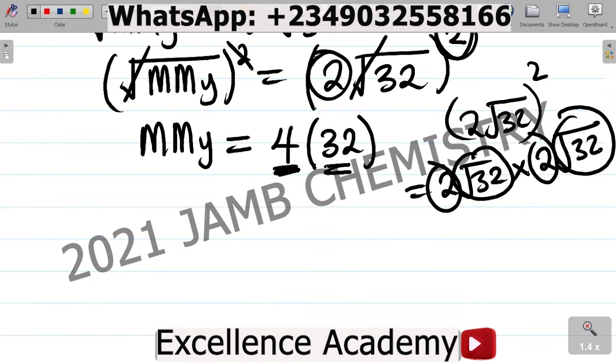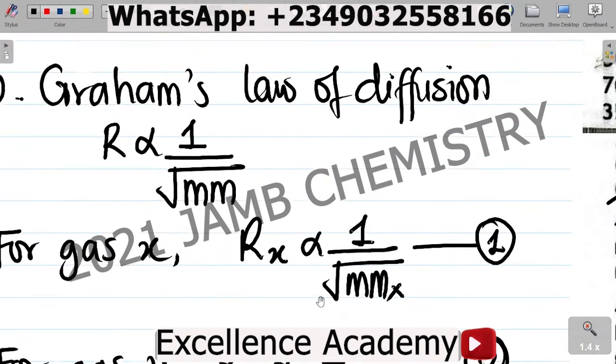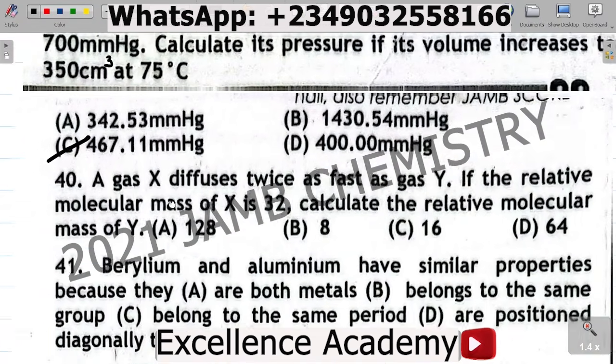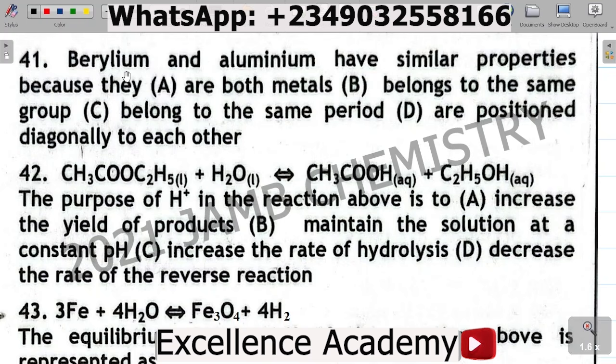So we have this. From this, we can see that the molecular mass of Y is equal to 4 times 32, which gives you 128. All right. So for this question here, the correct answer is 128. So let's see which option has 128. Going through this, the answer there is A, 128. That's the correct answer.